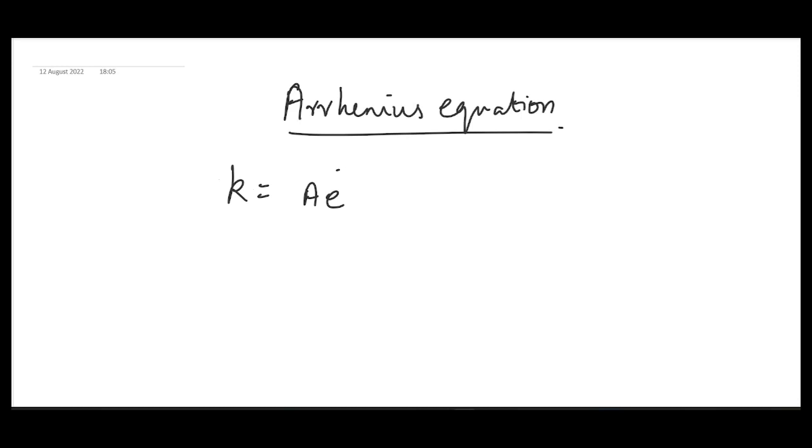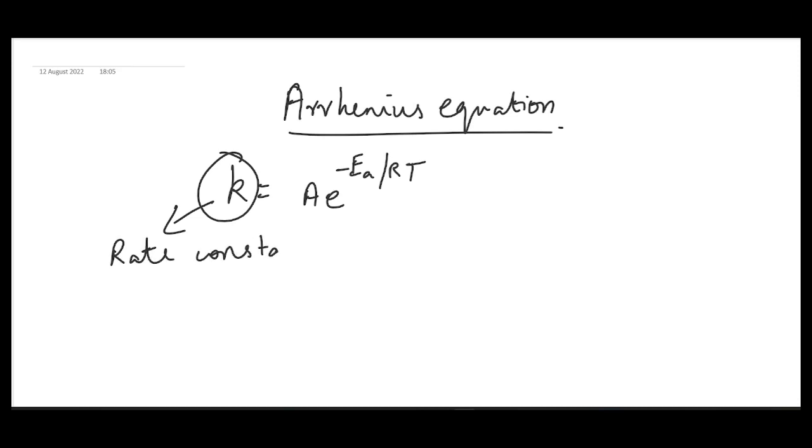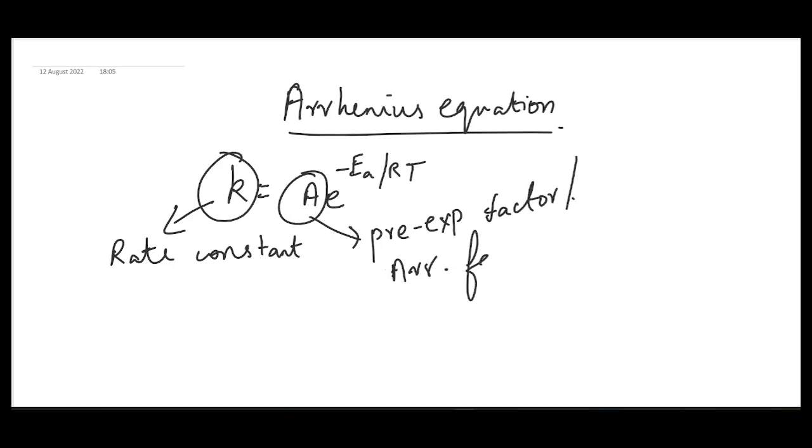So now the very basic equation which relates the rate constant with temperature is famously called the Arrhenius equation. The Arrhenius equation is nothing but K is equal to A e power minus Ea by RT. Now this K is nothing but the rate constant of a reaction. This A is called the pre-exponential factor, or the Arrhenius factor. It is also called the frequency factor.